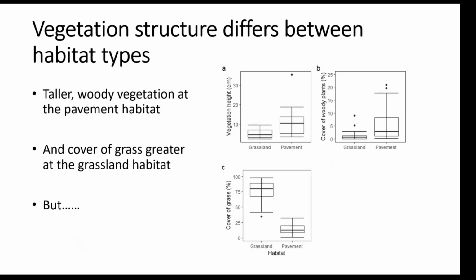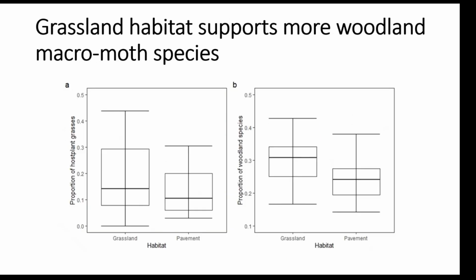And just a little look at the vegetation, it's quite obvious. We would expect taller woody vegetation at the limestone pavement habitat and the cover of grass to be higher in the grassland. But for some reason, which we probably know the answer to, there were significantly more woodland moth species in the grassland habitat than the limestone pavement habitat, which is not what we would have expected. And there's a possibility that succession is probably playing a role in this.